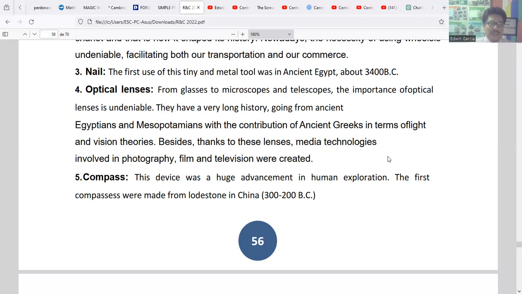Nail. What is a nail? This is an interesting word. Okay, I want to make a question. What is the meaning for nail? What is the meaning in Spanish for nail?